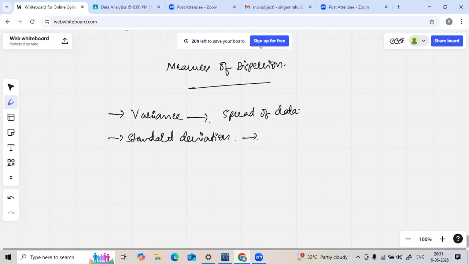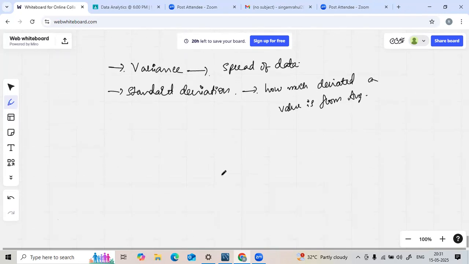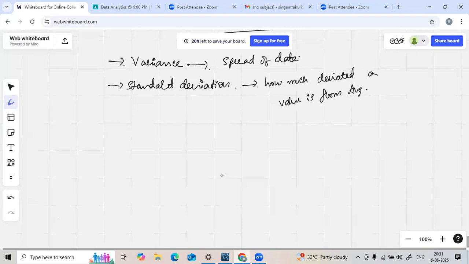And standard deviation will explain how much a value is deviated from the average. Okay. So for example, let's have a quick consideration. You have a dataset, normally distributed data. Okay, I'll explain, no problem, what this normal distribution is, everything in detail.